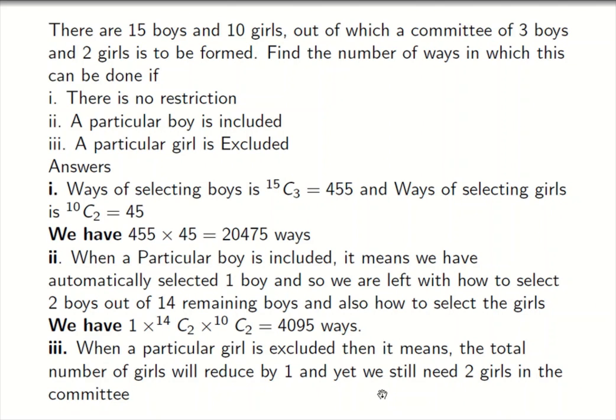And then we need 2 girls, still 3 boys. So we do our way of selecting boys. That will be 15 combination 3 times. Now the girls are reduced to what? 9. It becomes 9 combination 2, which will give me what? 16,380 ways. That is pretty cool, right? So let's look at the last question. Then we are done for the day.